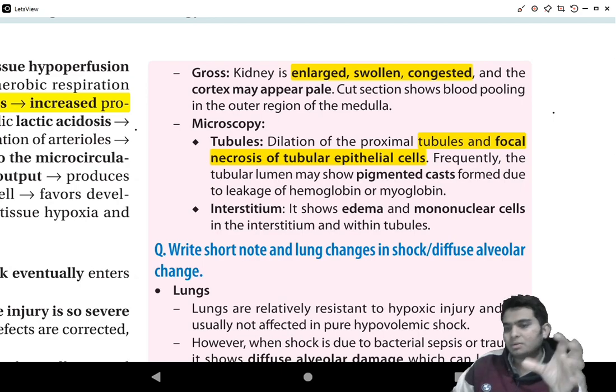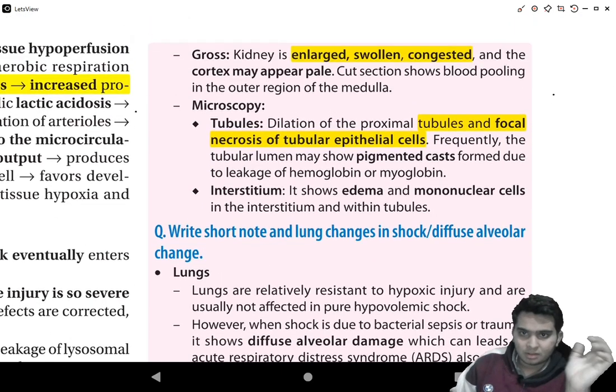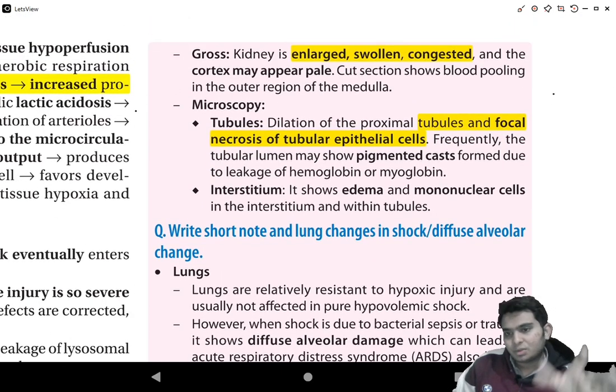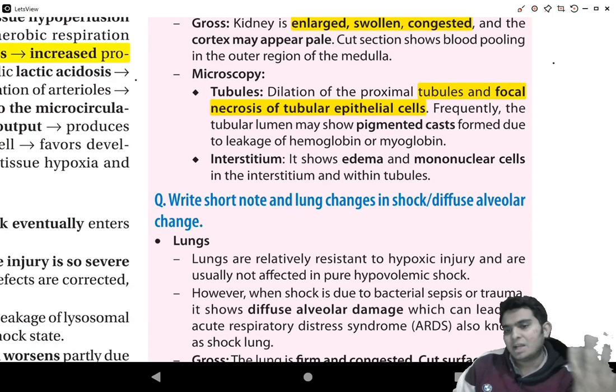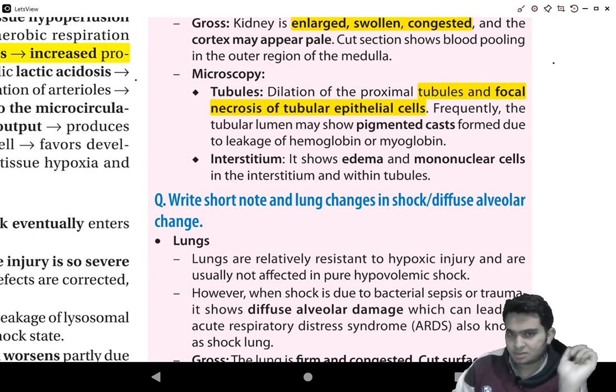So this you have to remember. The major thing to remember is that acute tubular necrosis is the major renal complication in septic shock: dilatation of proximal tubules and focal necrosis of tubular epithelial cells.